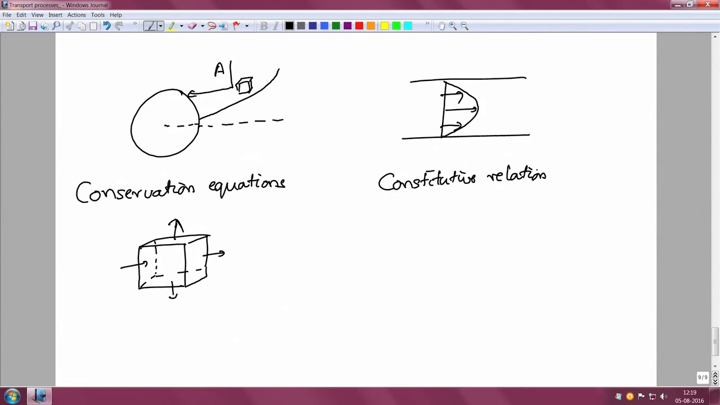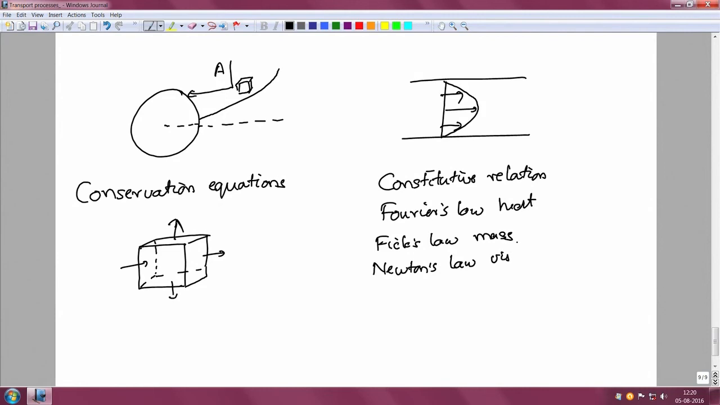This tells you, given a certain variation of concentration, temperature or velocity across a surface, what is the flux of mass, momentum or energy. These are constitutive relations, and these are given by well known laws. So, for example, Fourier's law for heat conduction, for heat, Fick's law for mass diffusion, and of course, you have Newton's law for viscosity, for momentum transfer.